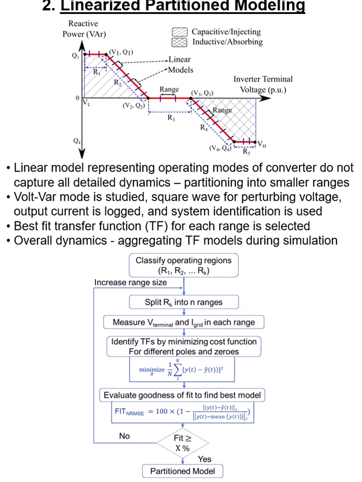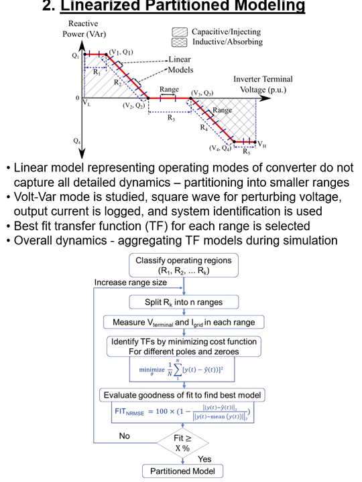We want to utilize the partition modeling, where the set points V1, V2, V3 representing the different regions are further divided into smaller regions or ranges, and then we utilize those ranges to represent the transfer function. We have used a square wave as a probing signal, perturbing the voltage, and the output current is then measured. Then we have utilized the system identification approach to identify the transfer function for different poles and zeros that minimize the cost function as least square error.